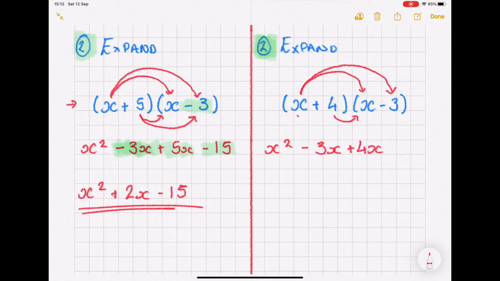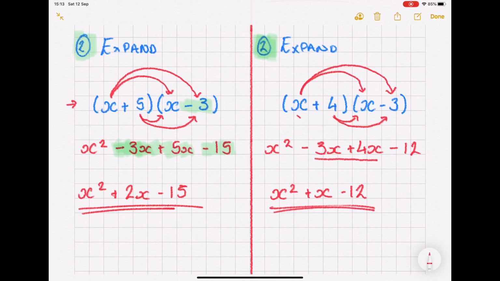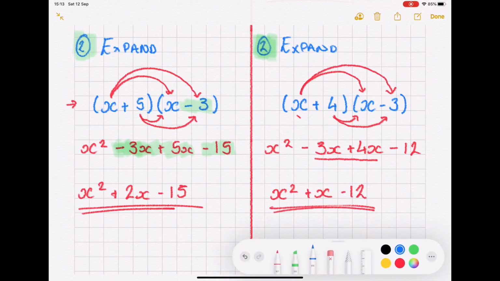And then we're going to do these two there. So positive 4 times by negative 3 is negative 12. Let's simplify this by combining these two terms. So we end up with x squared plus x minus 12. And that's it expanded. If you got that, fantastic.